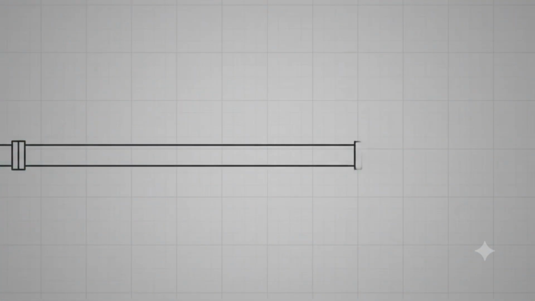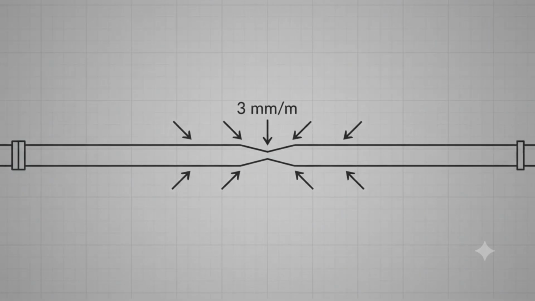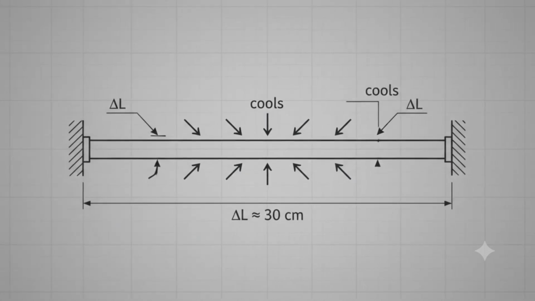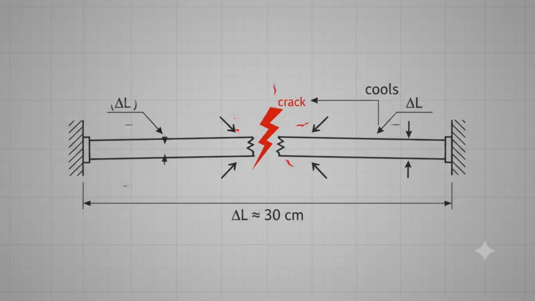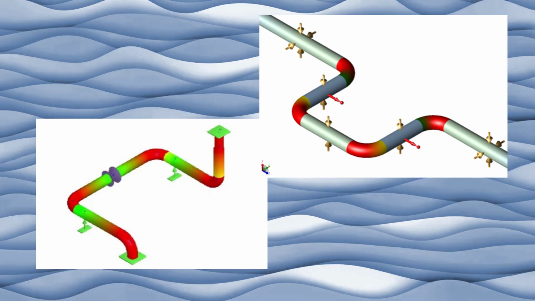Everything shrinks when it gets cold. Stainless steel contracts approximately 3 millimeters per meter when cooled from room temperature to liquid nitrogen temperature. That means a 100-meter pipeline can become nearly 30 centimeters shorter. This is why cryogenic pipelines require expansion loops, sliding supports, or expansion joints. Otherwise, the pipeline will simply pull against equipment and supports until something fails.